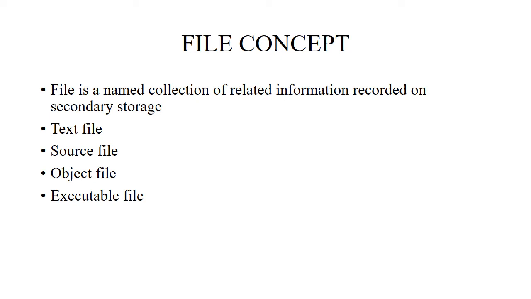Okay, so the types of files are text file, source file, object file and executable file. The text file contains a sequence of characters organized into lines. Source file contains a sequence of subroutines and functions. Object file contains a sequence of bytes organized into blocks which are understandable by the system's linker. Executable file contains a series of code sections that the loader can bring into memory and execute.